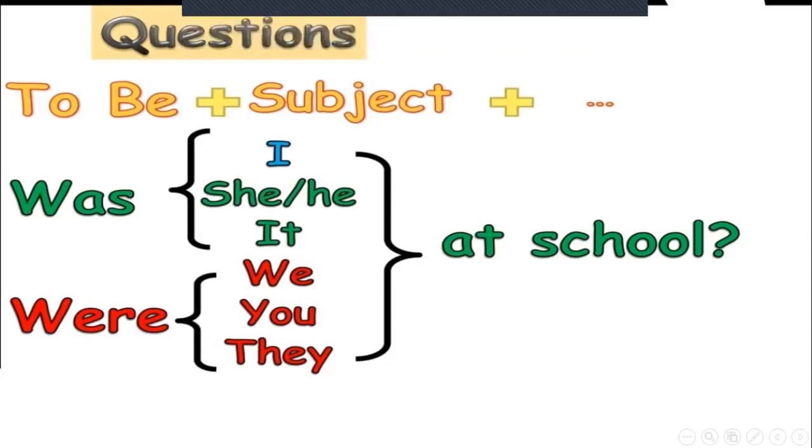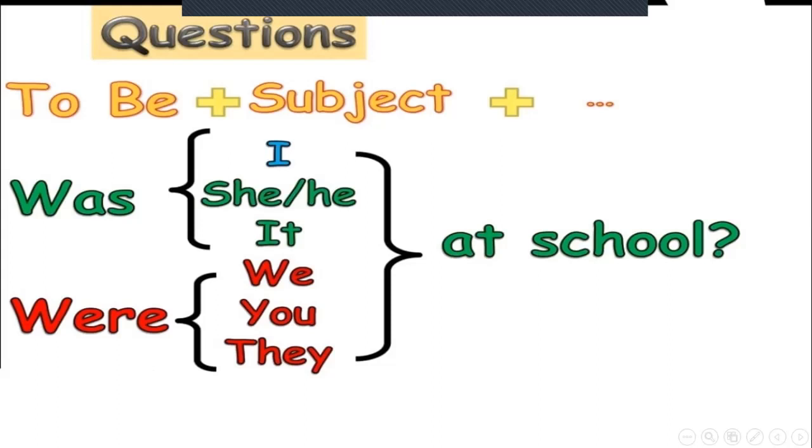Here, was and were are the past forms of the verb to be. We begin the question with was plus subject, or with were plus subject. We use was with I, she, he, it, or any singular noun. And we use were with we, you, they, or any plural noun.